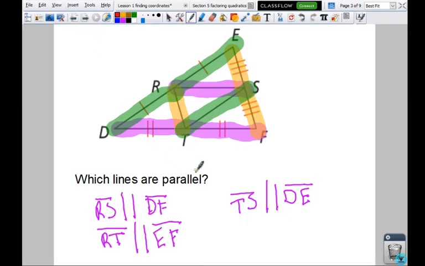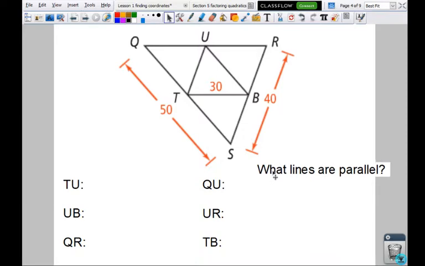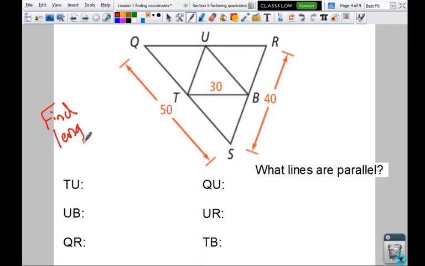Alright, so we said what lines are parallel. We are also going to find different lengths. So I'm going to move this over to here, which I know you guys can't do, but that's okay. We're actually going to find the lengths of these segments. So we're going to look through here and find some different lengths.